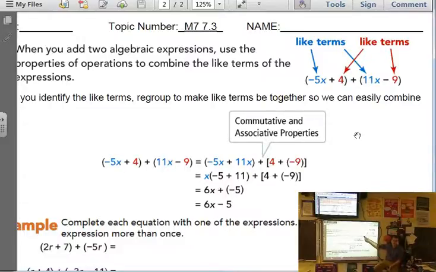I can't add these. I could add the negative 9 with the 4. I could add the 11x with the negative 5x, but in this parentheses, I can't do it. So we apply some of our properties when I see I can't do this parentheses and I can't do that parentheses. Question or comment? You sure?